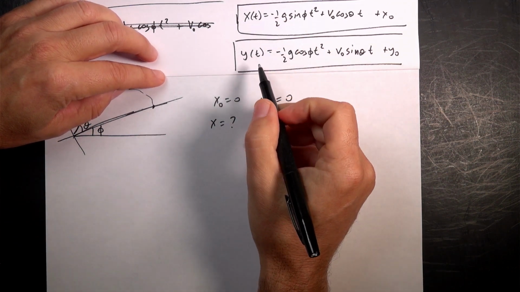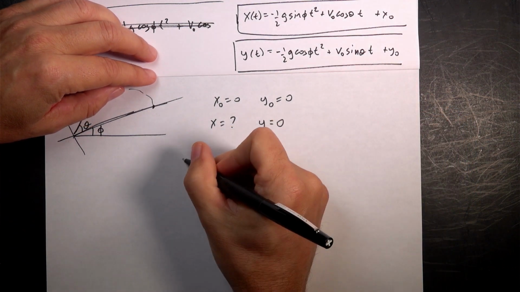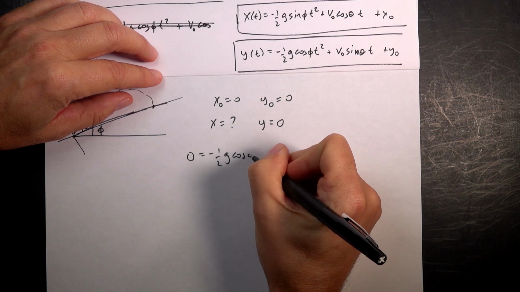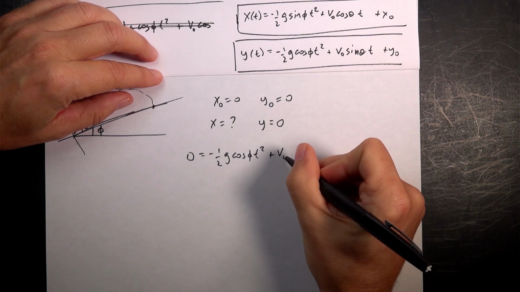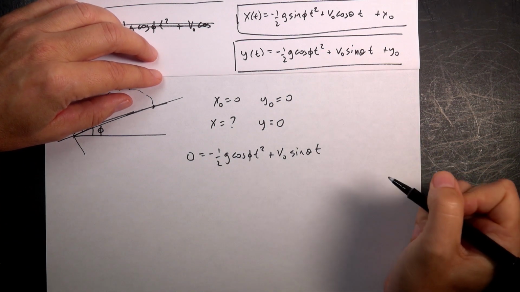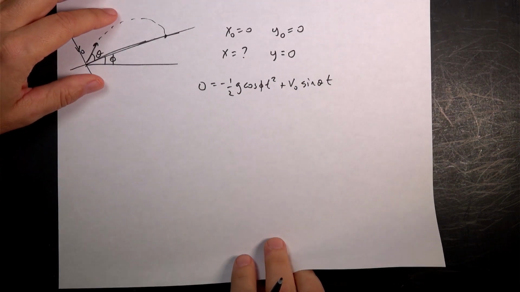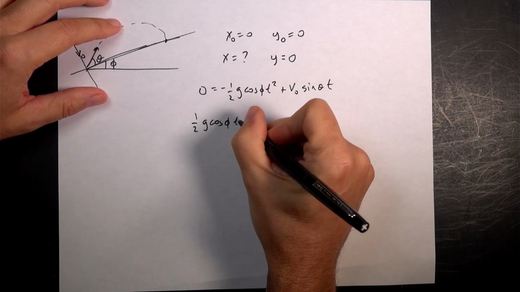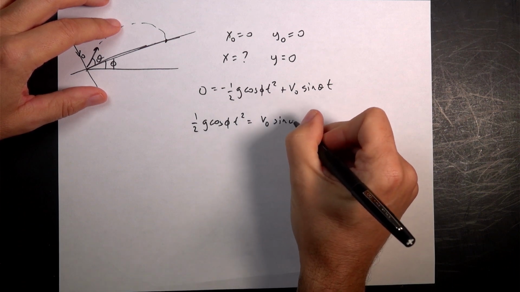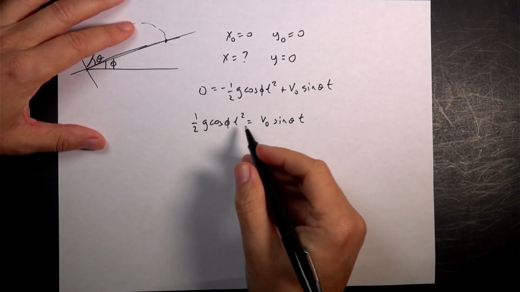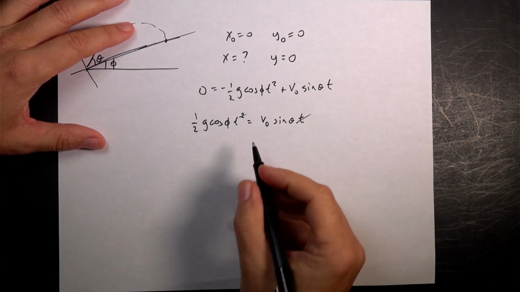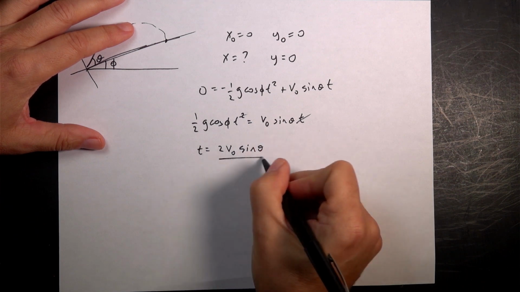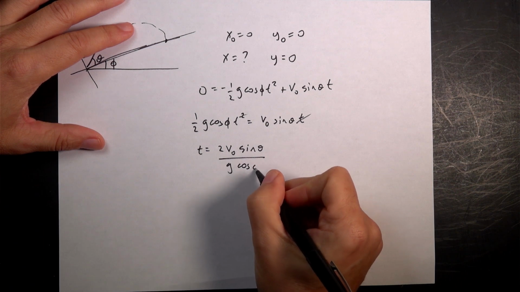Okay, so here, if I use my initial conditions of y0 is 0, then I get this. The final y is 0. 0 equals negative 1/2 g cosine phi t squared plus v0 sine theta t plus 0. So I can solve that for t. I can add this term to both sides. I get 1/2 g cosine phi t squared equals v0 sine theta t. Now I can divide both sides by t, and I get that canceling with one of those, and then I can divide both sides by this, and I get t equals 2 v0 sine theta divided by g cosine phi.